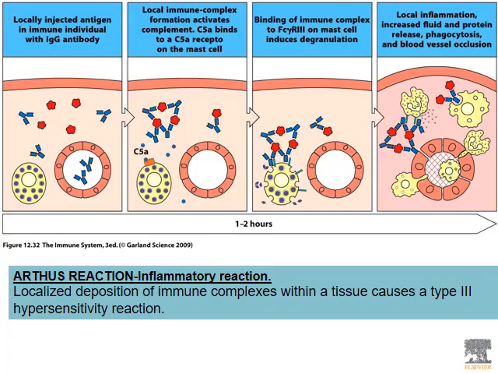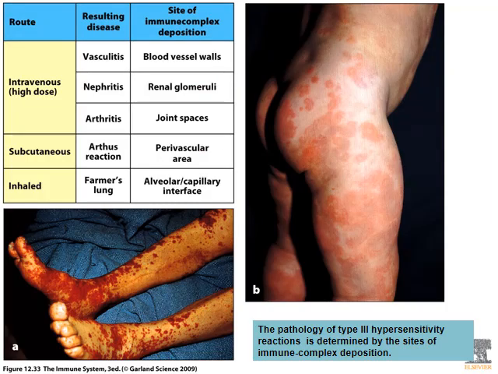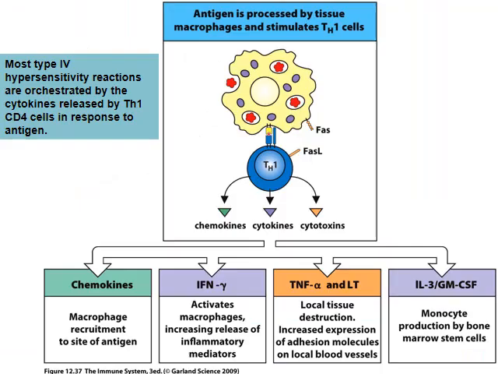If you look at these patients, for example, in type 3, as I just said, if it's intravenous, vasculitis, meaning blood vessel, nephritis in renal glomeruli, and arthritis. If it's subcutaneous, you will see an Arthus reaction. If you inhale, it's called farmer's lung, and this is what you see typically. But that again is an overlap between type 2 and type 3, where the antigens are fixed and antigens are not fixed. Okay.